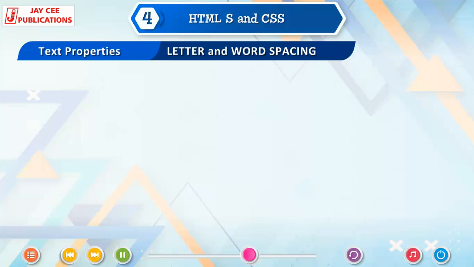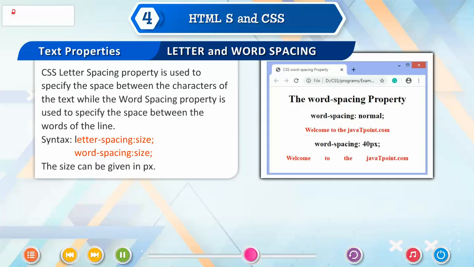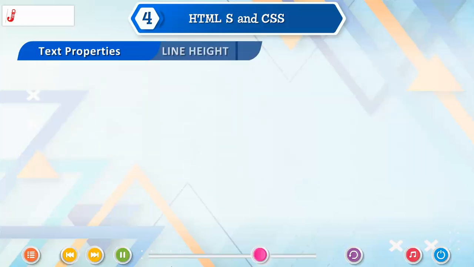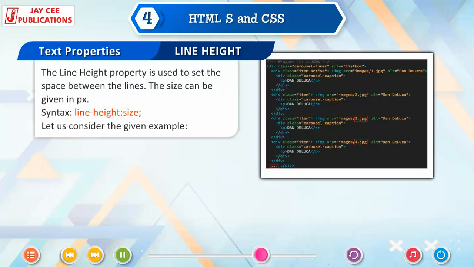Letter and word spacing. CSS letter spacing property is used to specify the space between the characters of the text, while the word spacing property is used to specify the space between the words of the line. Syntax: letter-spacing, size, semicolon. Word-spacing, size, semicolon. The size can be given in px. Line height. The line height property is used to set the space between the lines. The size can be given in px. Syntax: line-height, size, semicolon.